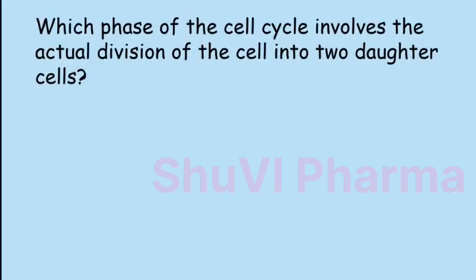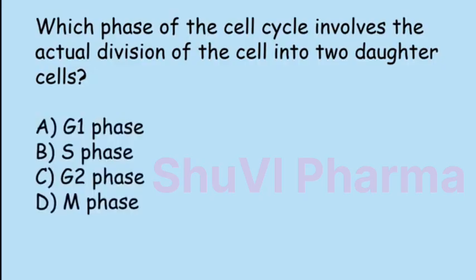Which phase of the cell cycle involves the actual division of the cell into two daughter cells? G1 phase, S phase, G2 phase, M phase. The correct answer is option D. M phase of the cell cycle involves the actual division of the cell into two daughter cells.